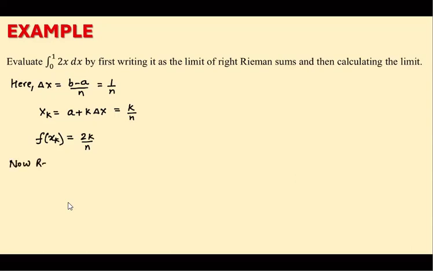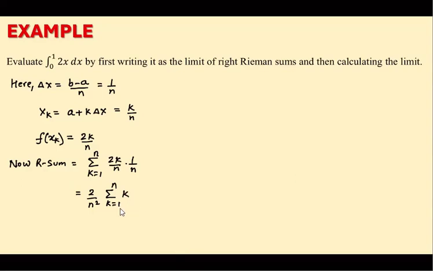Now the Riemann sum will be the summation k equal to 1 through n, f of xk times delta x. So f of xk is this one, which is 2k over n, multiplied by delta x, which is 1 over n. So we have to find this sum. In order to evaluate this sum, k changes from 1 up to n. So the only thing that is changing is k. So the 2 and the n are constant, so I can pull them out. So that will be 2 over n squared, and then we have the sum of k from k equal to 1 through n.